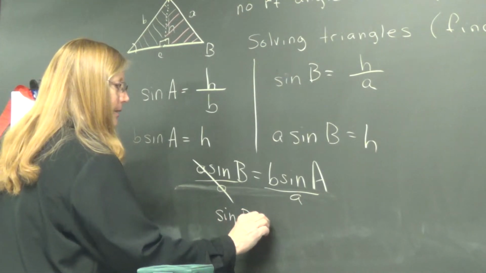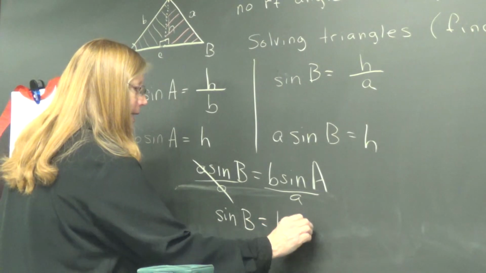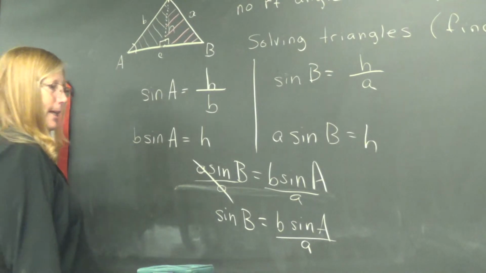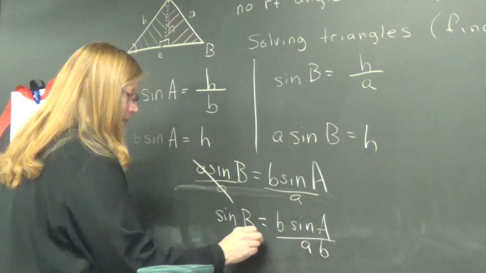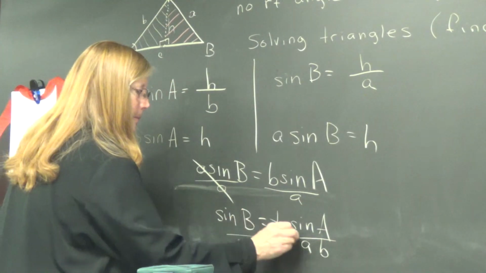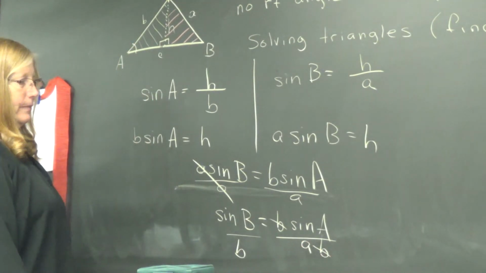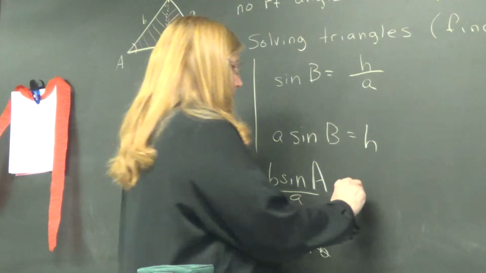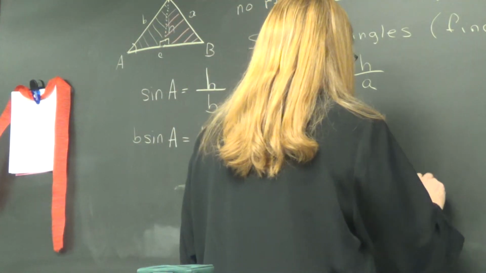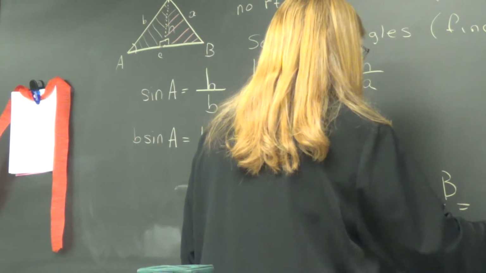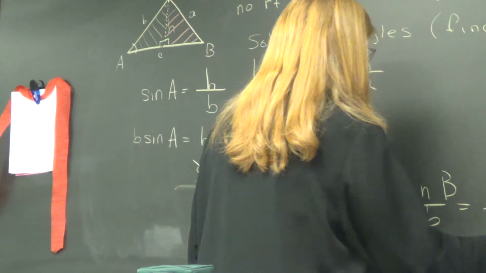Now I want to divide both sides by b to get this. So this b over that b is another 1. So I have sine of angle B divided by little b equals sine of angle A over little a.